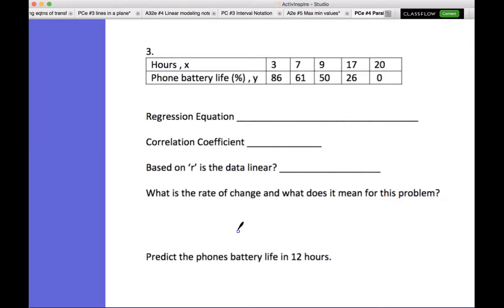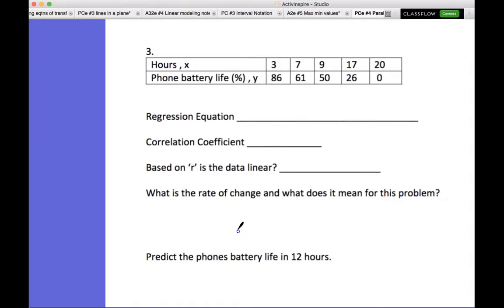Let's go ahead and do this real quick. So I'm going to type in my data by hitting stat, edit. I want to clear it off, so clear down, clear down. So I got 3, 7, 9, 17, 20, and I've got 86, 61, 26, and 0. Oh, 86, I forgot 50, 26, 0. Now it'll work.